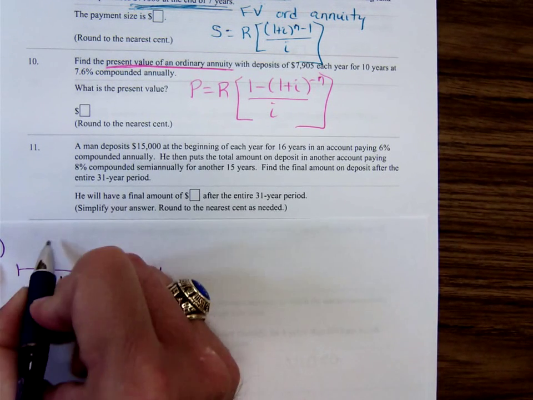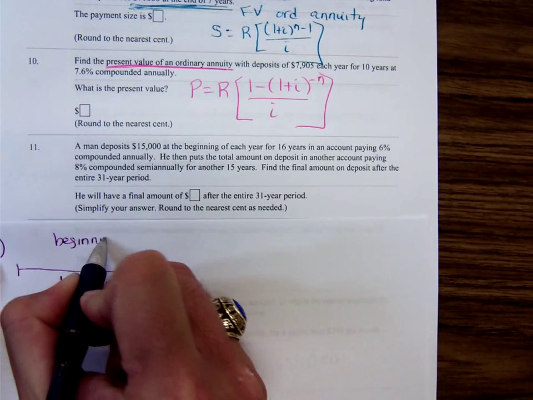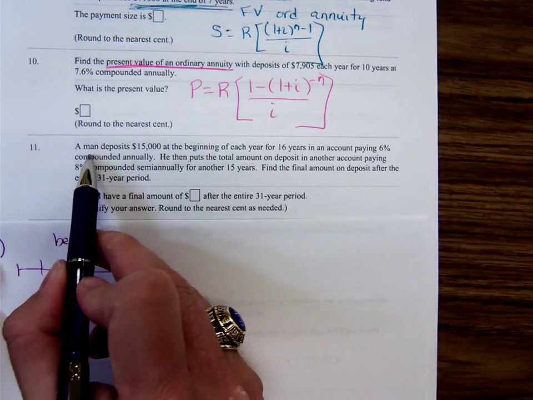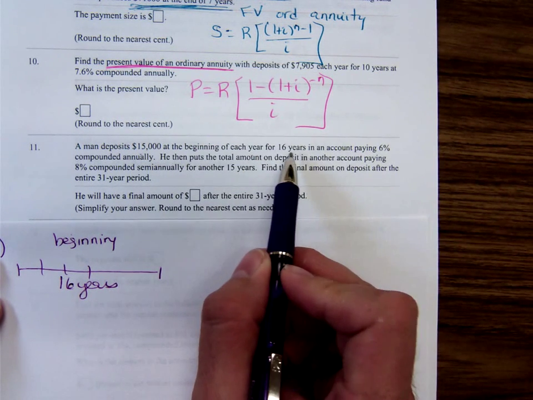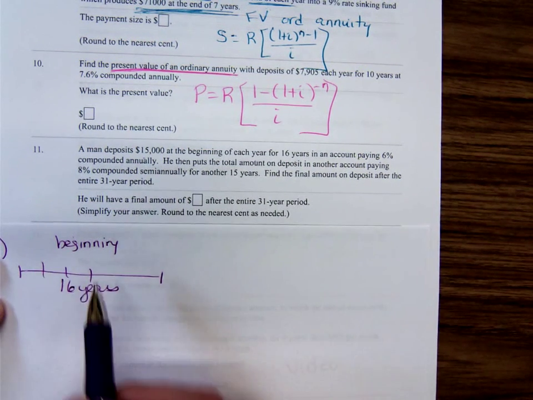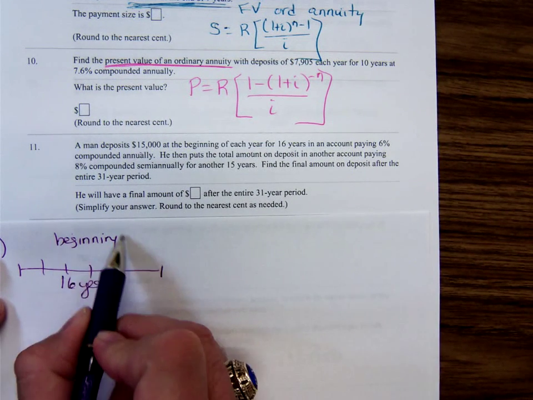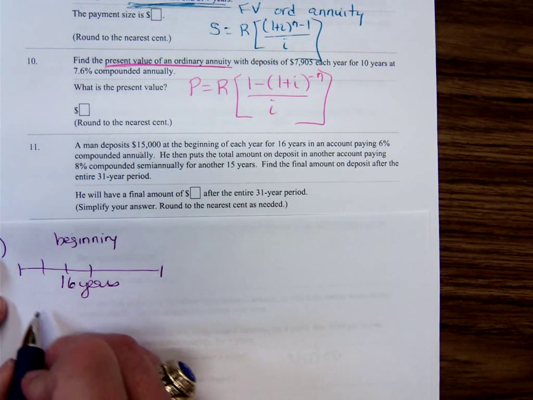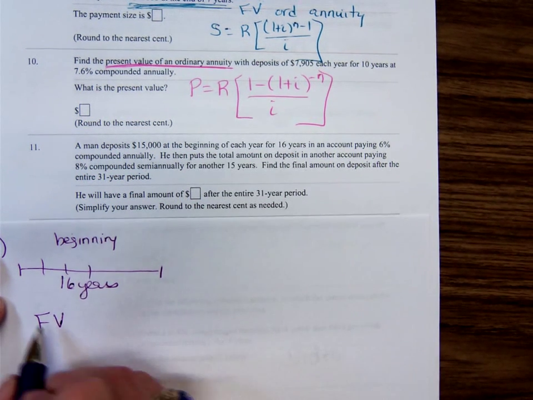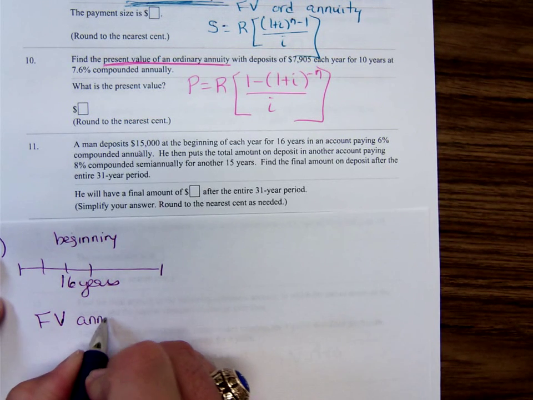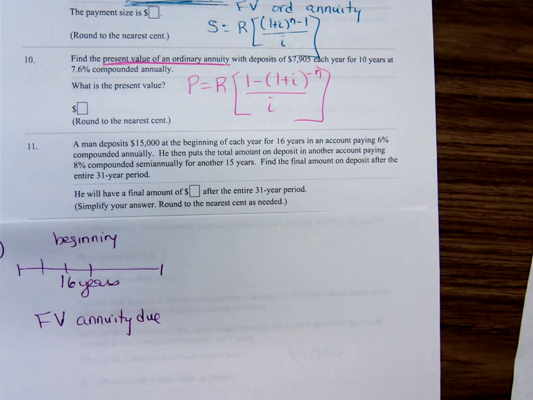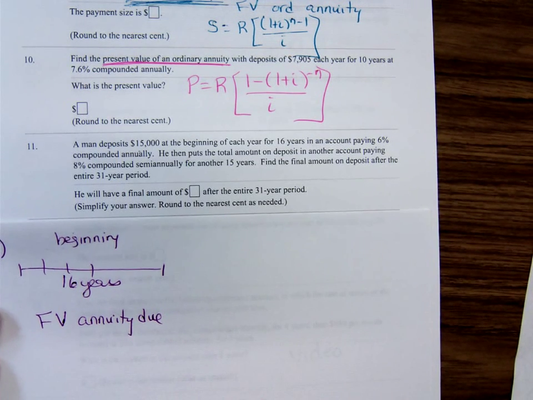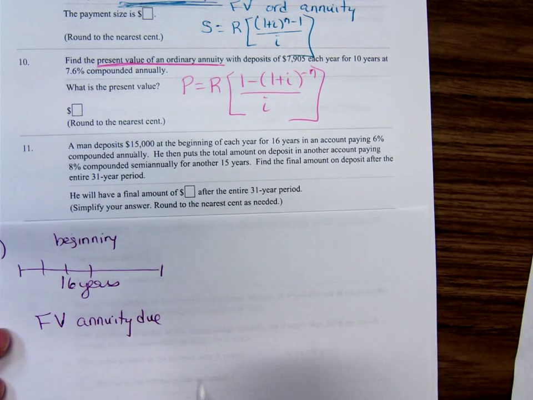Well, it says beginning, and there is a series of payments. He's depositing $15,000 at the beginning of each year for 16 years. Since it says beginning, that's leading me to think annuity due. So this first part of the problem, we're going to use the future value of an annuity due. I remember doing this problem with different numbers in a previous video on a previous assignment, I think assignment number 6 maybe.